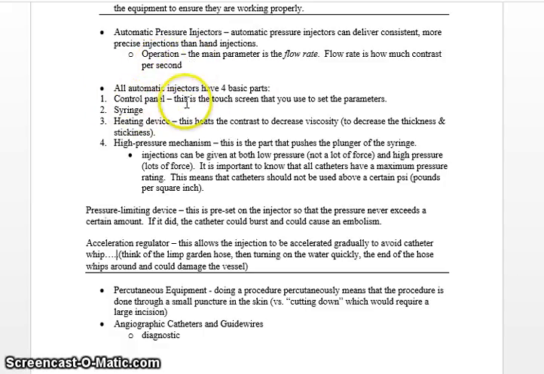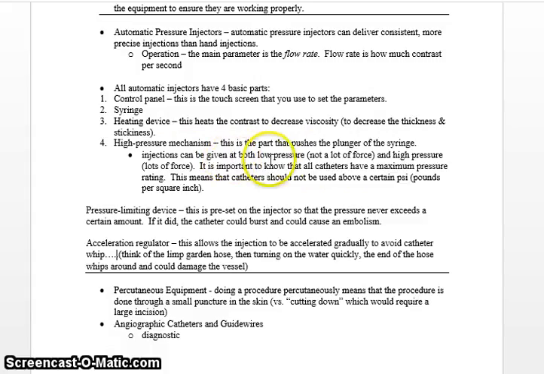The control panel, this is the touch screen that you use to set the parameters. Of course, the syringe where the contrast is loaded into. There sometimes is a heating device. This heats up the contrast to decrease the viscosity. So viscosity refers to the thickness and stickiness of the contrast, and so to decrease the thickness and stickiness, or to decrease the viscosity, you can warm it. And then there's the high pressure mechanism, and so this is the part that pushes the plunger of the syringe.